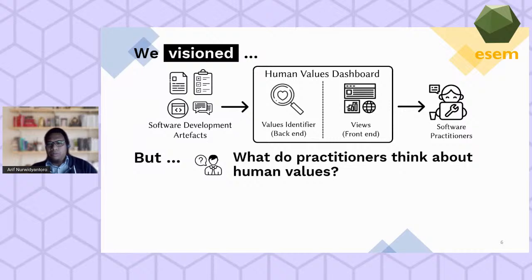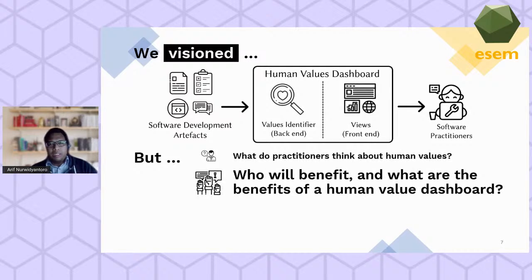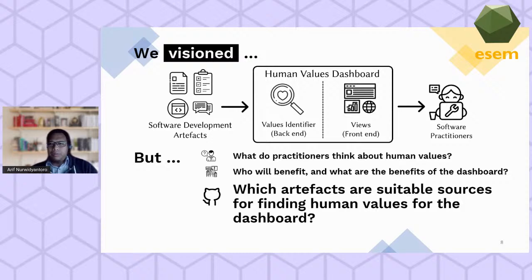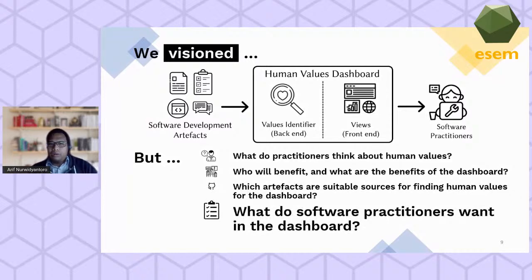First, what do practitioners think about values? Do they know what human values are? Are human values important to them? Second, if we provided a human value dashboard, what would the benefits be? Third, as we plan to use software development artifacts as the source for identifying values, which artifacts are suitable sources for finding human values for the dashboard? And finally, what do software practitioners want in a human value dashboard to make it useful for them?